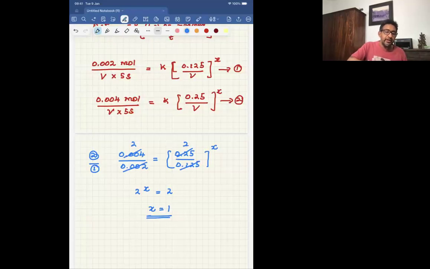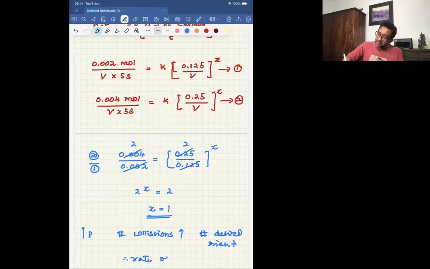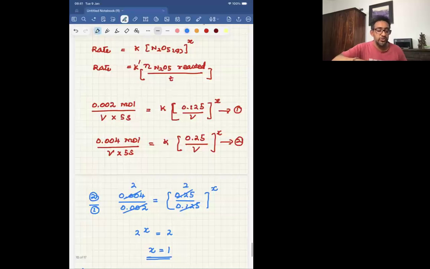Explain in molecular terms the effect of an increase of the pressure of N2O5 at constant temperature on the rate of the above reaction. When you increase the pressure, what will happen? Number of collisions increases. Number of collisions in the desired orientation also increases. Therefore, rate of reaction increases. All right, we can check whether you understood this part.